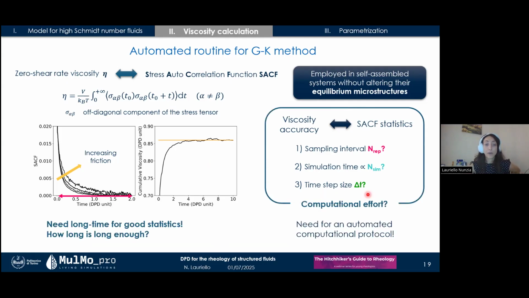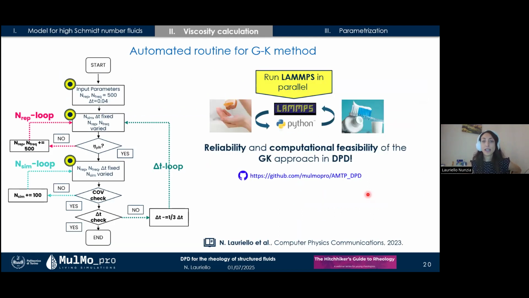There is need for long time for good statistics, but how long is long enough? There is need for an automated computational protocol, and this was our motivation in the development of an algorithm able to compute viscosity with controlled precision and to evaluate on the fly the optimal values of these parameters. The code is described in a publication that we did in 2023 and is available online on GitHub.